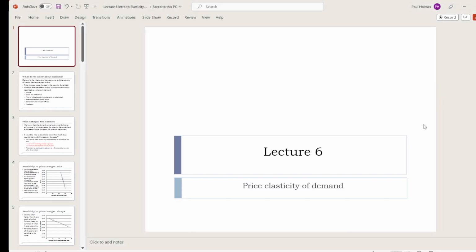In Lecture 6 we're going to be taking a look at the price elasticity of demand. This is going to be a measure of how much extra we would buy if the price went down, or correspondingly how much less we would buy if price went up.